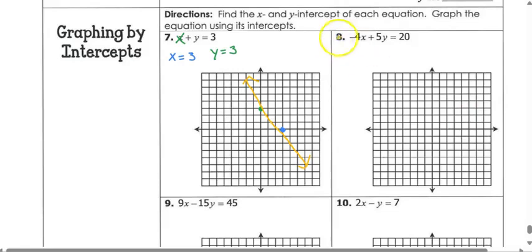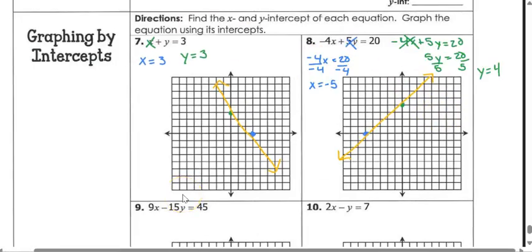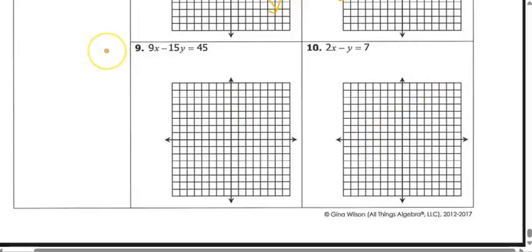So I want you to try number 8. Pause it here, find your x and y intercept, and then draw the graph. All right, so when I made y 0, I got x equals -5. I graphed that on the x-axis. When I made x 0, I got y equals 4. Graph that on the y-axis, connect my 2 intercepts, and there is my line. All right, and that is all we got for 5.4.